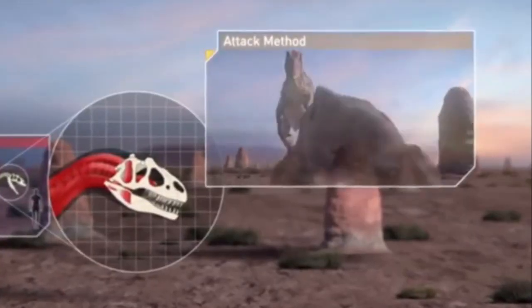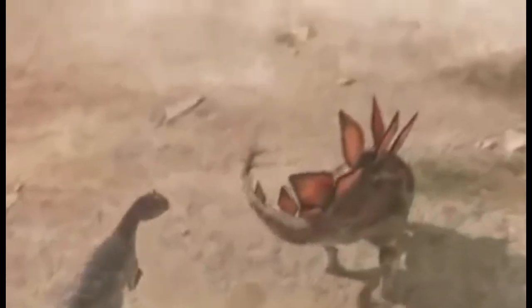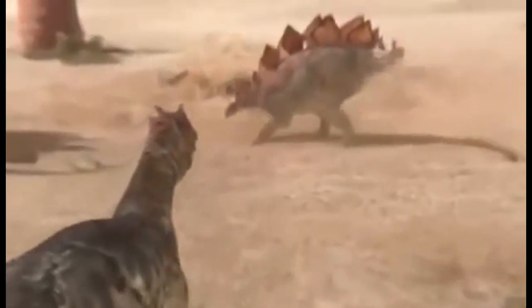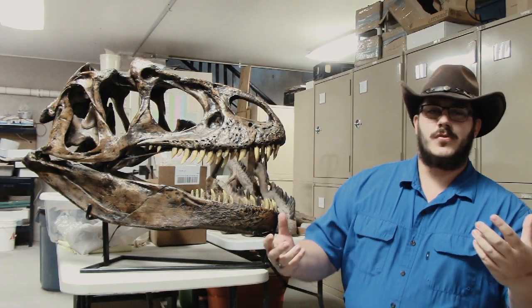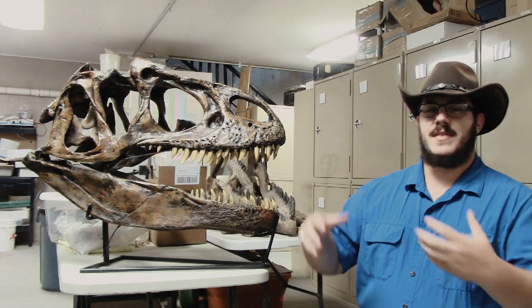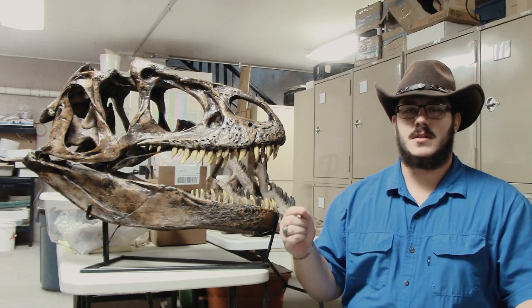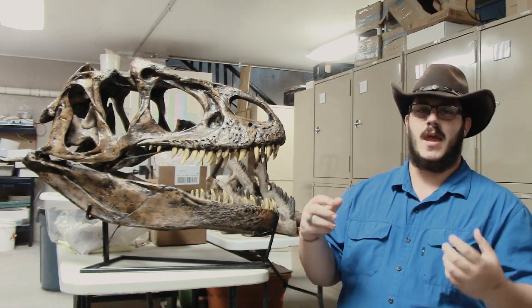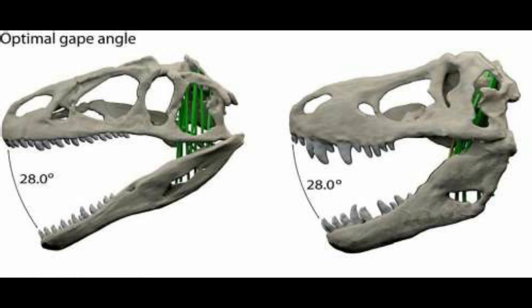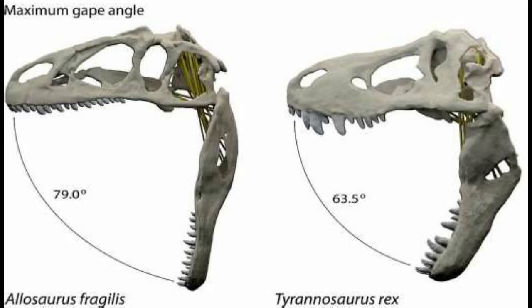The skull was light enough to attack lightweight animals like ornithopods, but it was also strong enough for high-impact ambush attacks against larger prey like stegosaurids or sauropods. Allosaurus also had an optimal gape angle, meaning the comfortable amount of an angle that the mouth could open to. At an approximate same as the Tyrannosaurus Rex, this angle would have been about 28 degrees. But the Tyrant Lizard King only had a maximum gape angle, the amount that the mouth could open, of about 63.5 degrees, as Allosaurus had a maximum gape angle of 79 degrees.